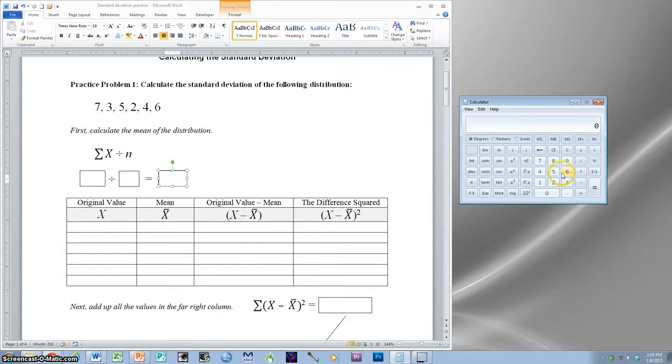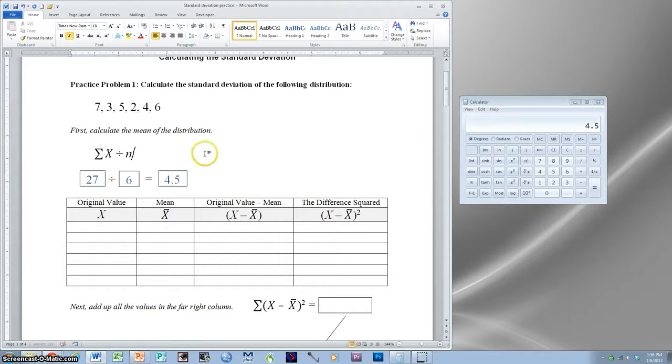It's a little bit faster. So I'll kind of show it to you both ways. So over here, we want to take the sum of all of the values and divide by n. So we've got to add all these up for starters. So 7 plus 3 plus 5 plus 2 plus 4 plus 6 is 27. Right, so that is the sum of all the values, and we're going to divide by n. Well, n is 6. So we go to 27 and we divide by 6, and that gives us 4.5. And that goes right here.